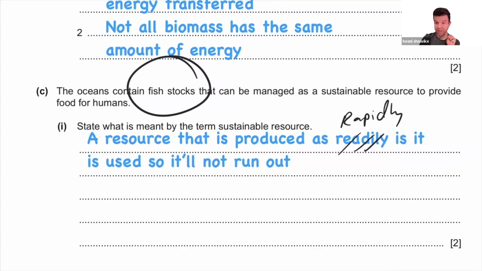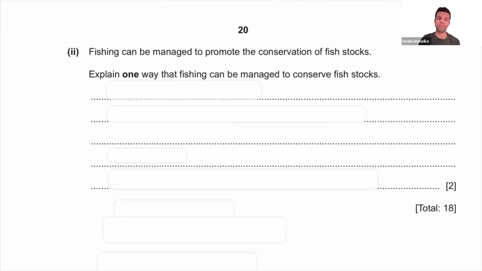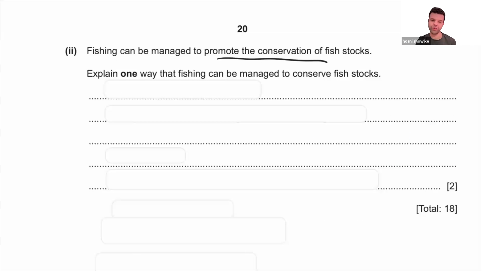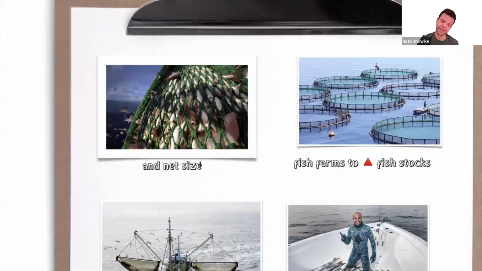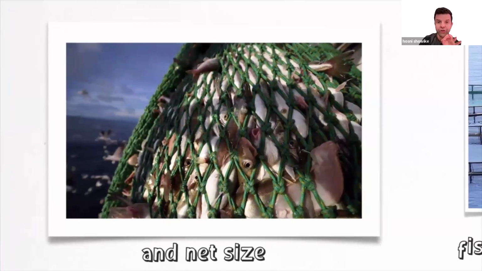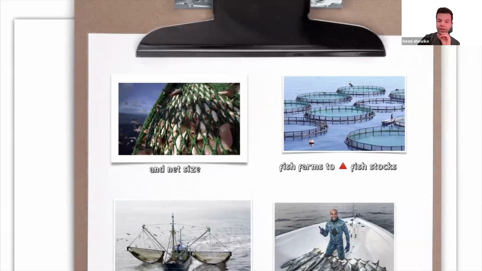Okay, getting to the last page, this paper, they said fishing can be managed to promote conservation. Explain one way that fishing can be managed to conserve fish stocks. How many ways can you mention here? You can mention the net size, making the nets as small as possible so you don't kill the small fish. Also to build fish farms because you can conserve them, you can allow them to breed.